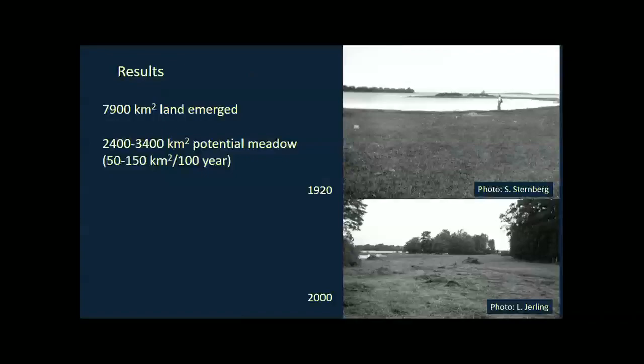And we can imagine that when people started to farm this, this was land really useful for grassland management and to collect hay or have grazing animals.